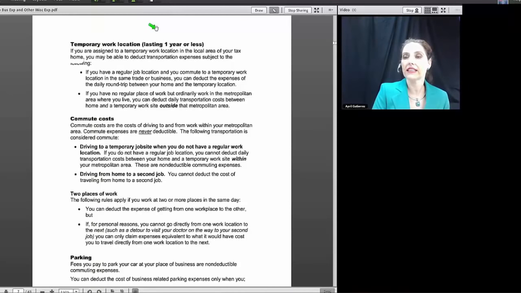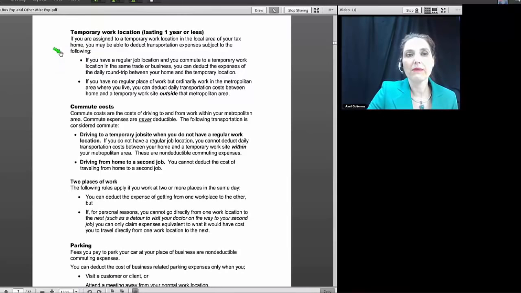And there's a consistency here in what IRS means by temporary, and that is it kind of syncs in with the definition of short term when you're looking at capital gains and losses. In capital gains and losses, if you hold property for 1 year or less, you are considered to have held it for short term. And if you hold it more than a year, it's long term. Well, when we're looking at whether your job location is temporary or permanent, IRS says look at that 1 year or less rule. So if you are assigned to a temporary work location in the local area of your tax home, you may be able to deduct transportation expenses subject to the following.